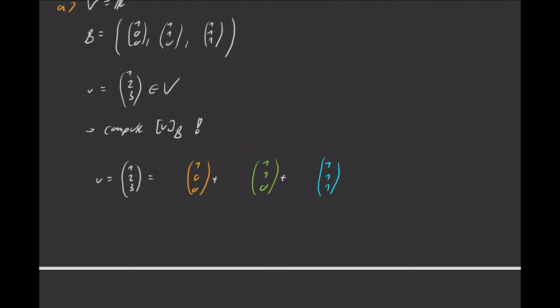Now, let's first have a look at the last line here. You can see that there are zeros in the orange and the green vector, so only the blue one has an entry here. So this 3 entry here can only be obtained from that vector. So we need that one 3 times. So that's the first coefficient that we get.